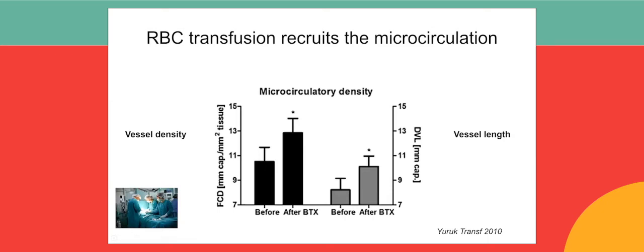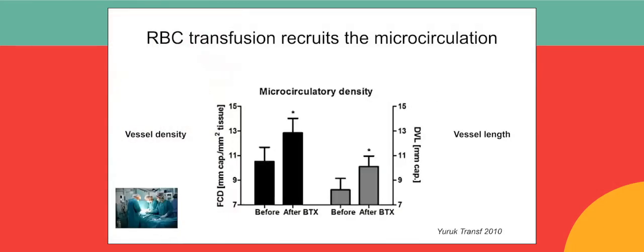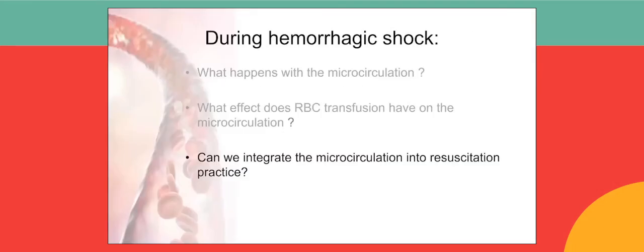Do we have clinical data? Yes, this is data in patients undergoing cardiac surgery, receiving blood cell transfusion, in which measures of the microcirculation were measured before and after blood cell transfusion. Here you can see the vessel density plotted here and the vessel length plotted here. And both of these parameters increase or improve after a red blood cell transfusion.